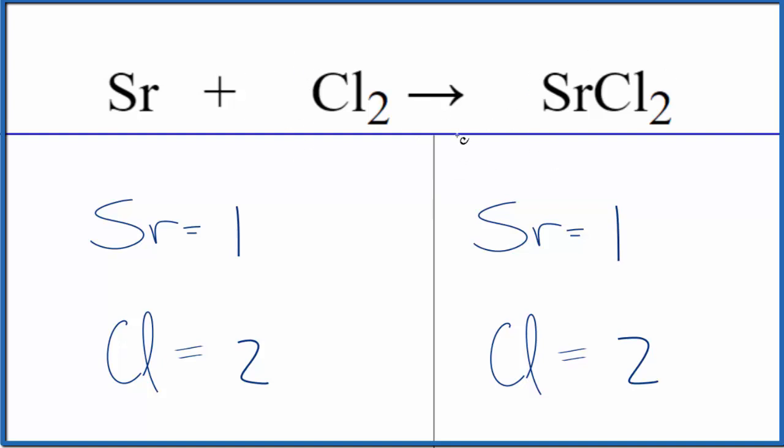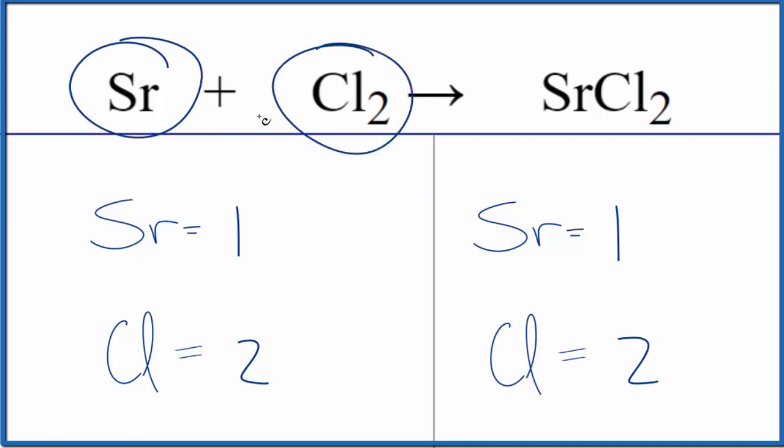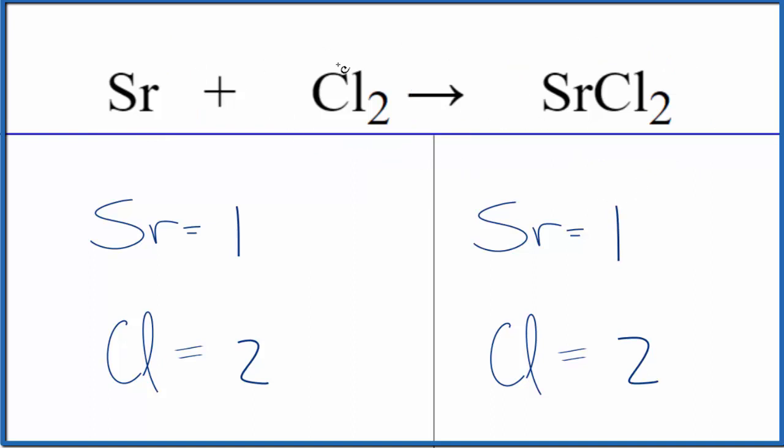here in the equation. The type of reaction we're looking at here is a combination, also called a synthesis reaction. We have two different substances, two separate different substances coming together to form one new substance. That makes it a synthesis or combination reaction. So that's the type of reaction.